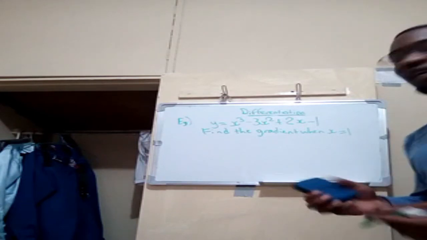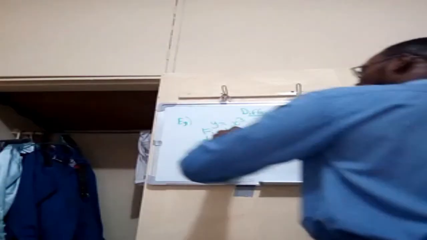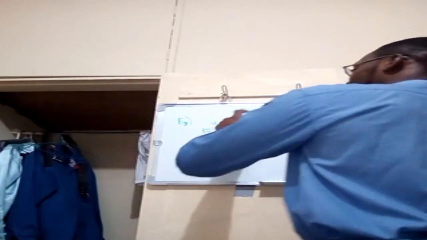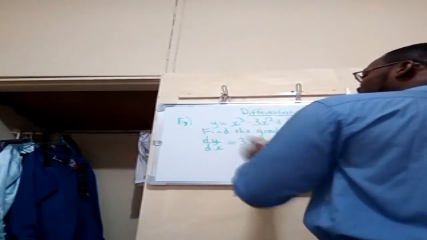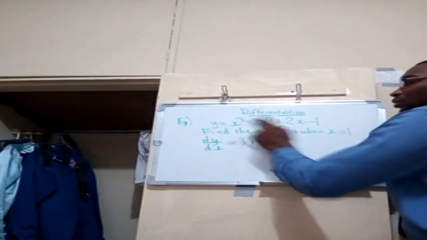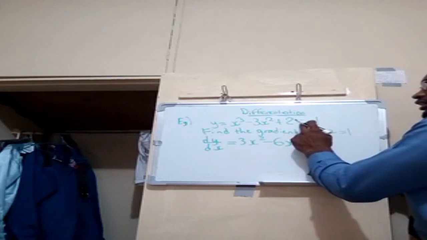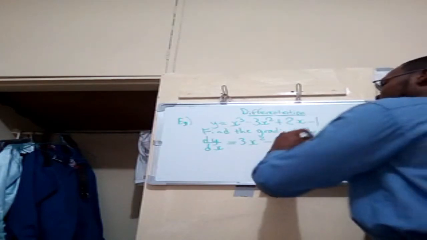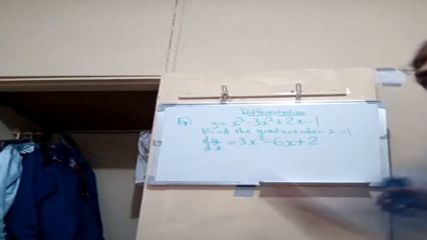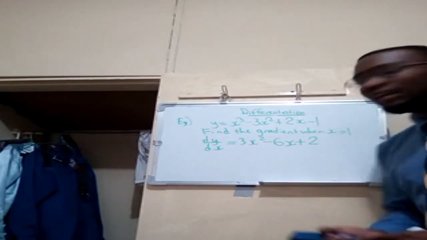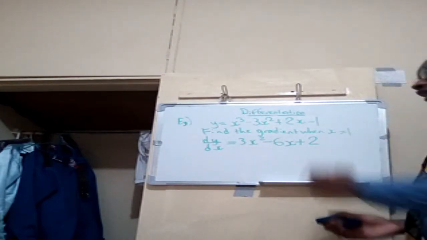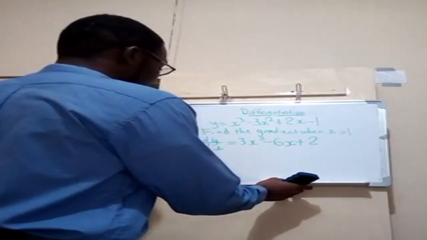To find the gradient when x equal 1, all we have to do is find dy by dx, and that's equal to 3x squared. So we carry down the power, subtract 1 from the power, minus 6x, we carry down the power, subtract 1 from the power to get x, and carry down the power 1, subtract 1, we get 2. So this is the gradient function. So dy by dx is the gradient function. Now they want the gradient when x is 1.